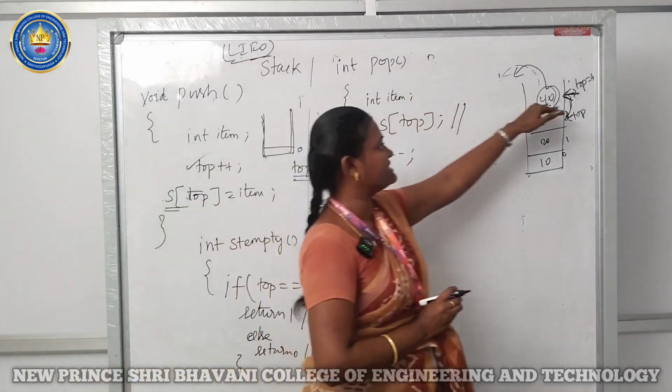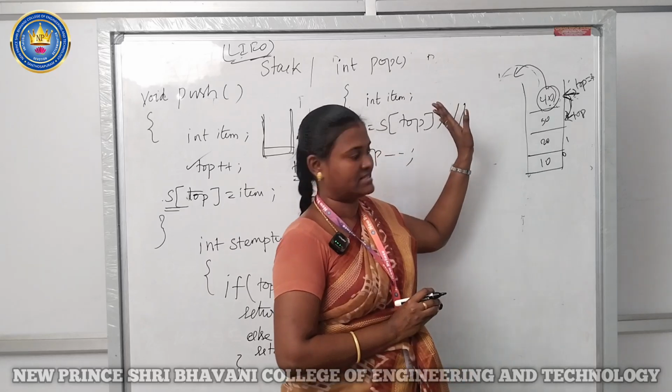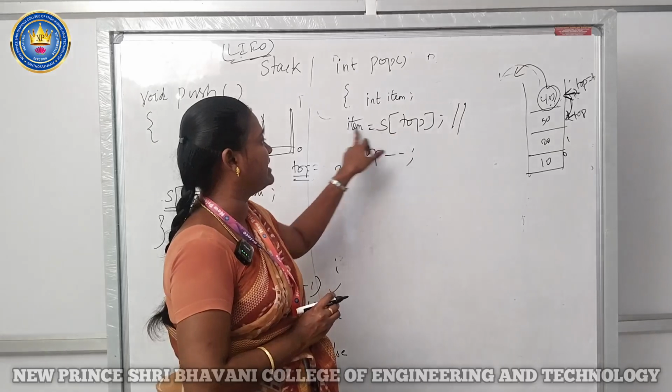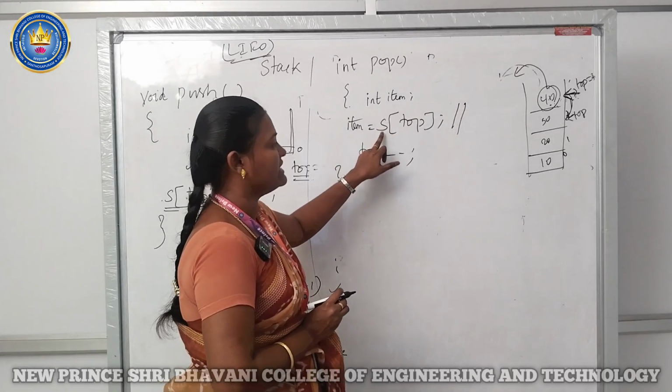So the recently inserted node is removed first. We only have to identify which element we have to delete. This is the meaning of that code: item equal to S of top.